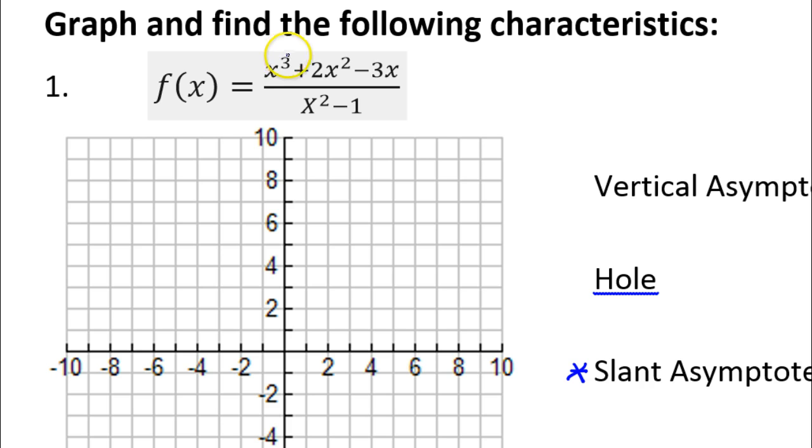So the degree of the numerator is 3, and the degree of the denominator is 2. Since the degree of the numerator is 1 more than the denominator, there will most likely be a slant asymptote. Now, the way you find the slant asymptote is you go ahead and do division. I'm going to do long division, because it's x squared, you can't do synthetic division. So let's do long division and see what we get.